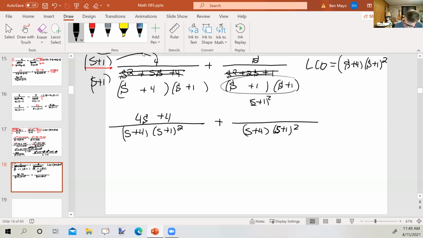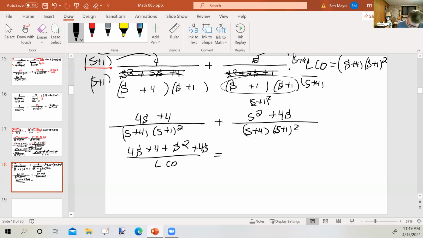The second fraction, I need an s plus 4 on the bottom and on the top. So my new numerator is going to be s squared plus 4s. Now I've got two fractions with the same common denominator. So I'm going to add the numerators, 4s plus 4 plus s squared plus 4s over the LCD, combining like terms, s squared plus 8s plus 4 over the LCD.